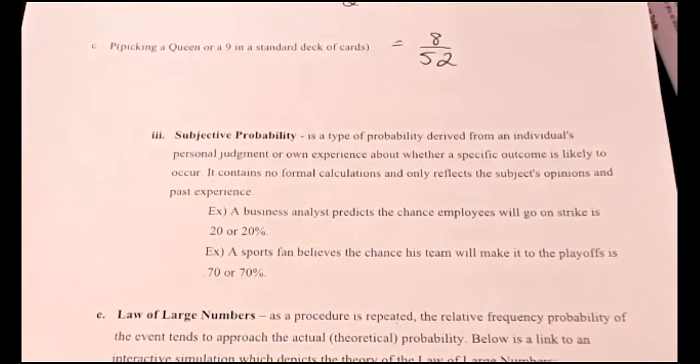Excellent. Subjective probability. So it's a type of probability derived from an individual's personal judgment or own experience about whether a specific outcome is likely to occur. We've done this all the time. You ever have that friend who you love? They're your friend, obviously, but you know that 9 times out of 10, when they say they're going to be somewhere, they're not. Yes. Okay.